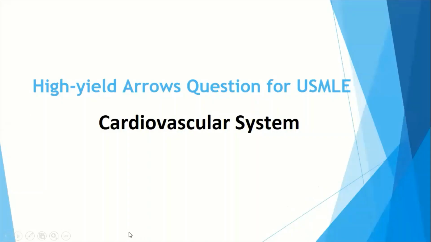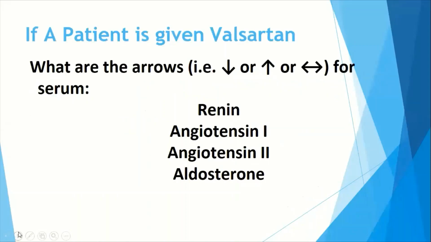Yield arrow question for USMLE related to cardiovascular system. And the question is, if a patient is given valsartan, which is an angiotensin receptor blocker, so what would be the direction of arrows for the following? Number one, renin, number two, angiotensin 1, number three, angiotensin 2, and number four, aldosterone.